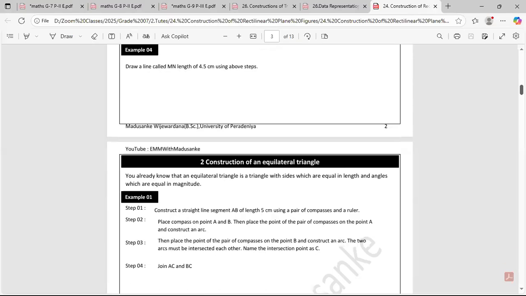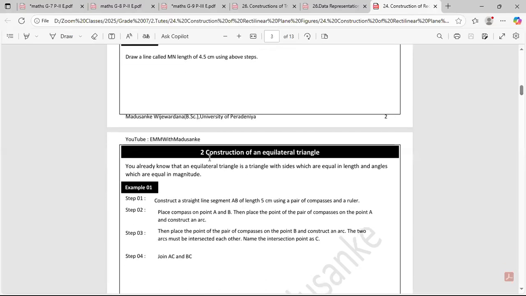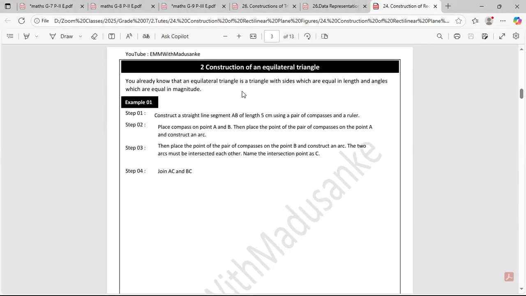Now let's move to the construction of an equilateral triangle. What is called an equilateral triangle? You already know that an equilateral triangle is a triangle that is equal in all sides. So all the sides of the triangle are equal in length. An equilateral triangle is a triangle with sides which are equal in length.